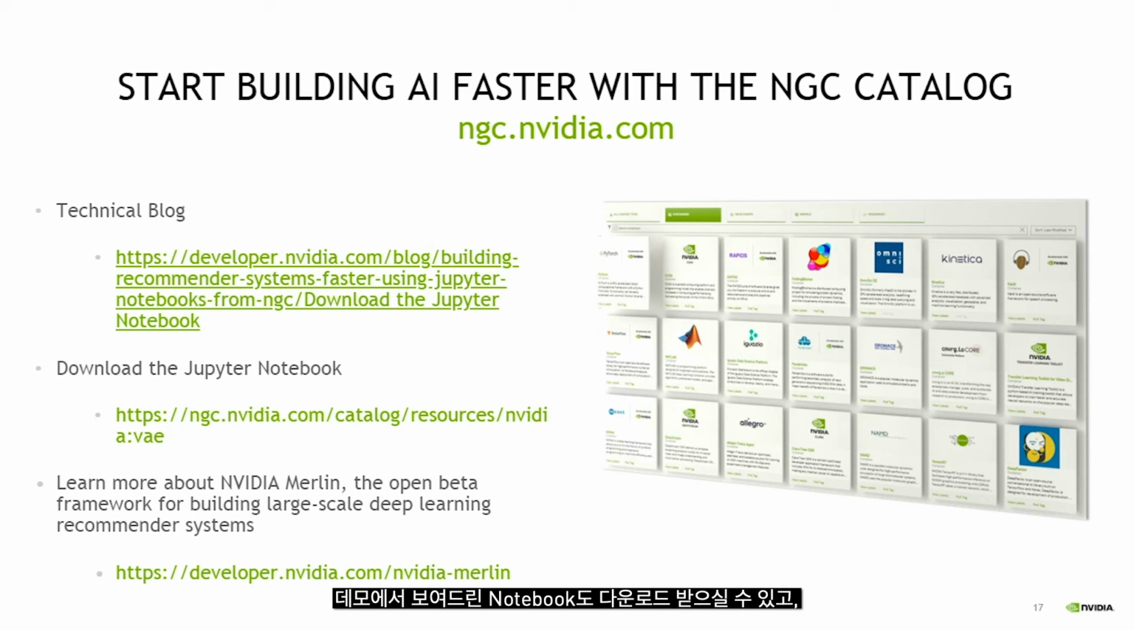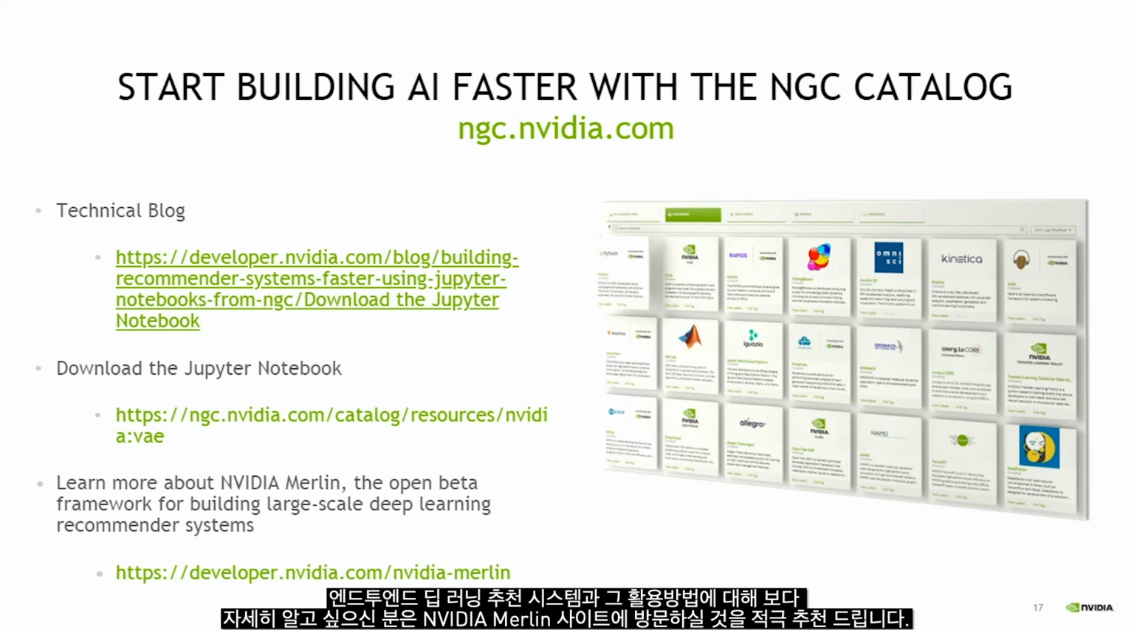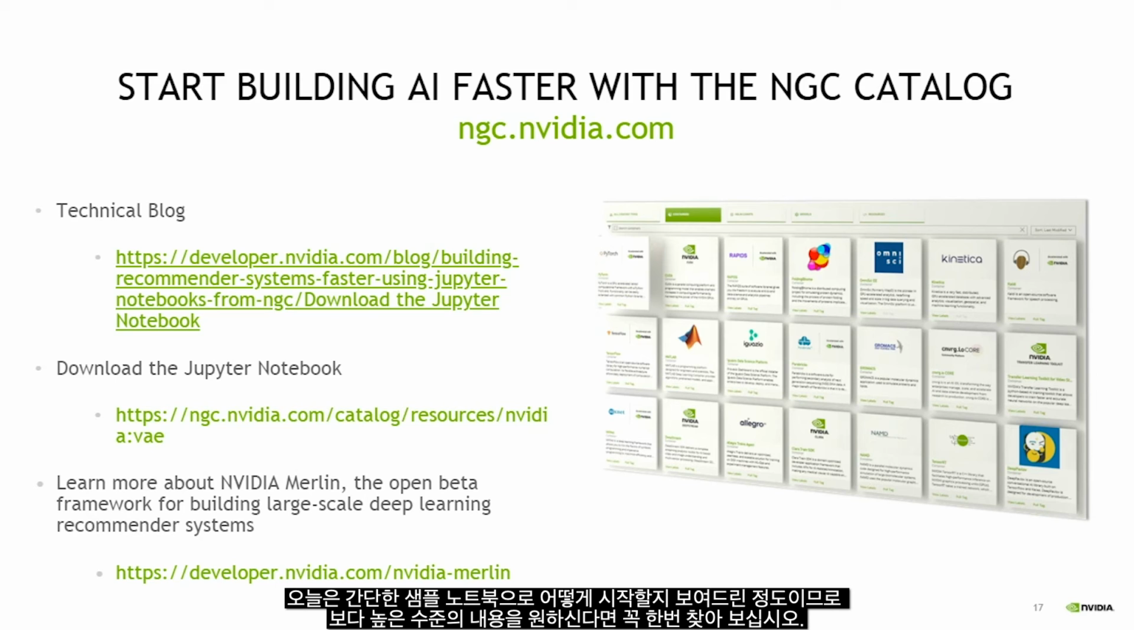Along with that, you can also download the notebook that she just presented today. That's also available on the NGC catalog. And before the demo, I mentioned NVIDIA Merlin. If you really want to understand end-to-end deep learning recommendation systems and how you can leverage that, I highly recommend that you go to NVIDIA Merlin's site and learn more about it, because that will take you to the next level compared to how we're just showing you how to get started with the simple sample notebook today.